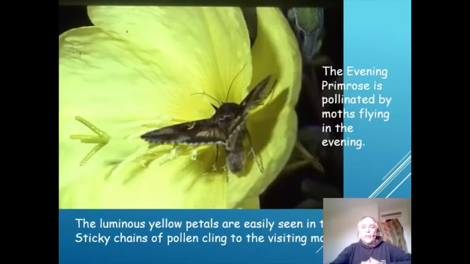The evening primrose uses color to attract the moths in the evening. These bright yellow petals are easily seen at dusk, and it has these sticky chains of pollen here, which then attach themselves to the moth, and they get transferred from flower to flower.